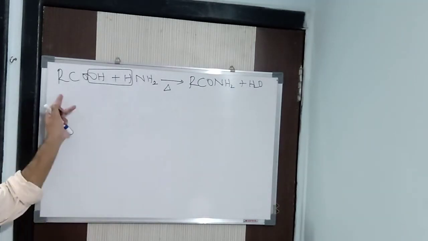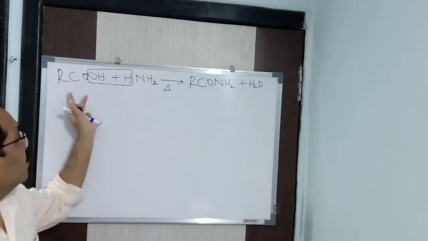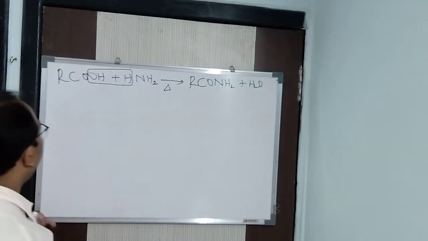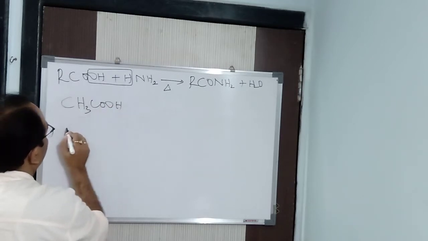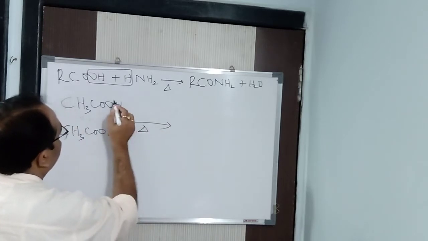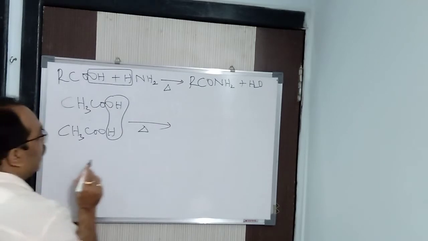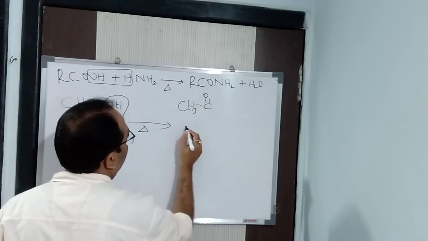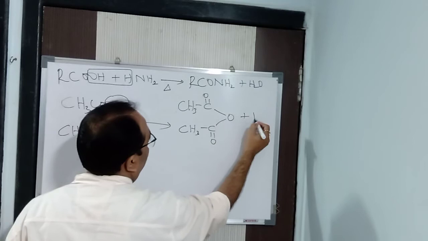In this way, if you take benzoic acid, C6H5COOH, we will be getting benzamide, C6H5CONH2. Similarly, if you take two molecules of acid, let us say CH3COOH, two molecules, and I heat it simply, one molecule of water will be removed on heating. And hence what you will be getting is CH3CO and one oxygen common, plus water.